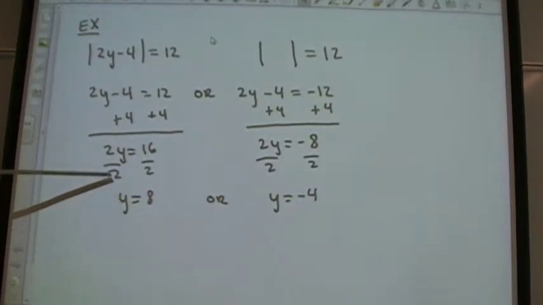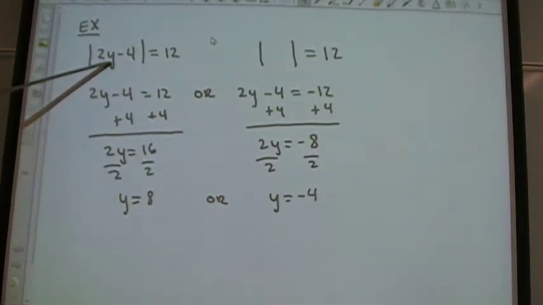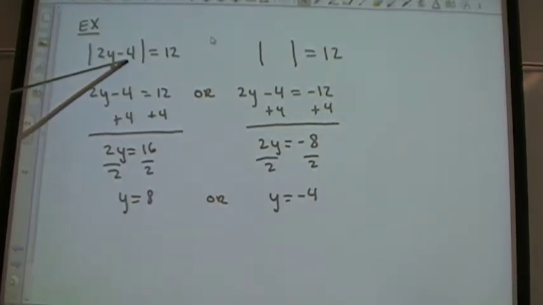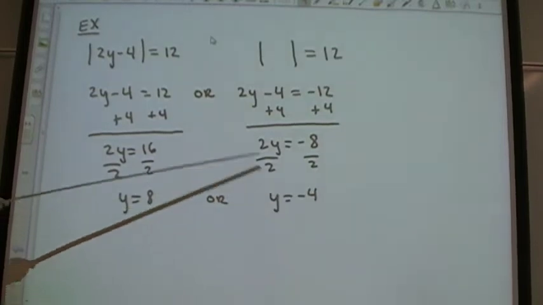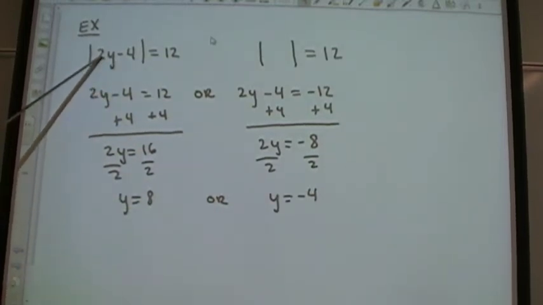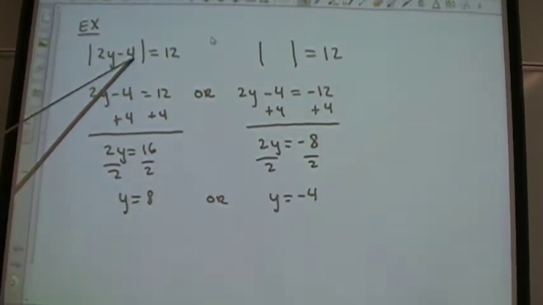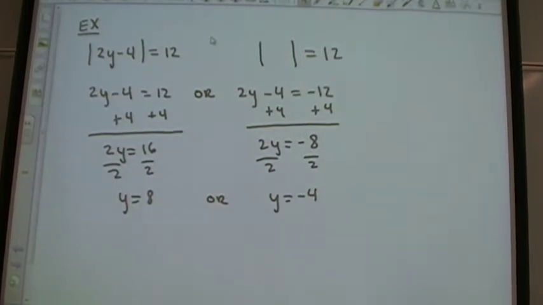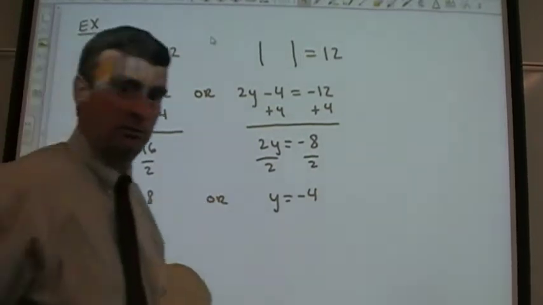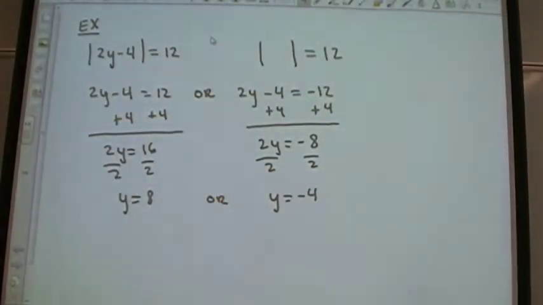Check them both out. If I plug 8 in here, what do I get? What's 8 times 2? 16. What's 16 minus 4? 12. What's the absolute value of 12? 12. Over here, -4 times 2, -8, minus 4, -12. What's the absolute value of -12? Positive 12. So that's why they both work. I should see the numbers.